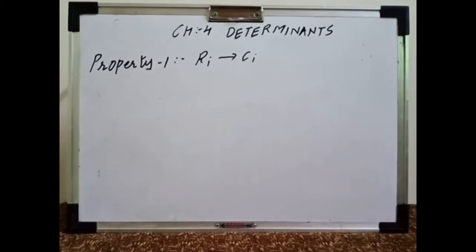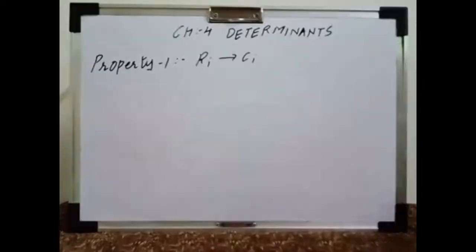After applying this property, all the rows of your determinant will get converted into columns. That's why it is named Ri to Ci. All rows will get converted into columns.